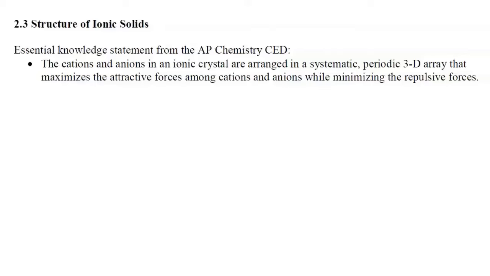Topic 2.3, Structure of Ionic Solids. Here is an essential knowledge statement from the AP Chemistry course and exam description. The cations and anions in an ionic crystal are arranged in a systematic, periodic, three-dimensional array that maximizes the attractive forces among cations and anions while minimizing the repulsive forces.